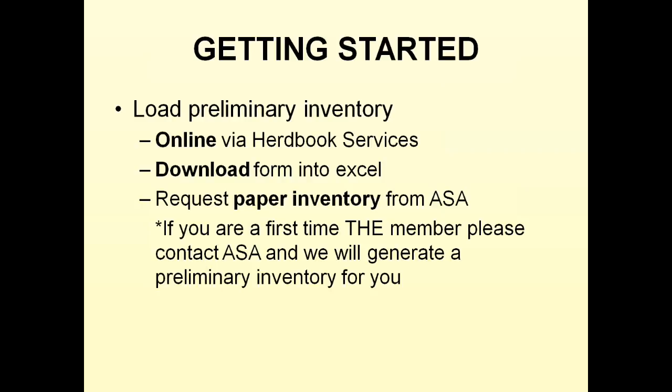Or the third option is you can request a paper inventory from ASA. I mail out a nice little packet with a bright sticker affixed on the outside of it. If you are a first-time member, we do ask that you contact us, and we can generate your preliminary inventory for you the very first time and make sure you get started the correct way.